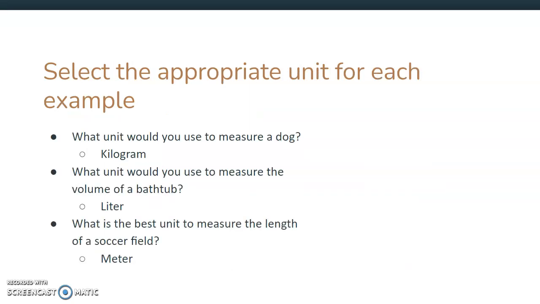So those are just some ideas to get you started thinking about our measurement systems, especially what our metric system actually looks like, what a meter actually looks like, what a centimeter actually feels like, what a liter feels like, and just how much and how big the size is of each of those. So I hope that was helpful.